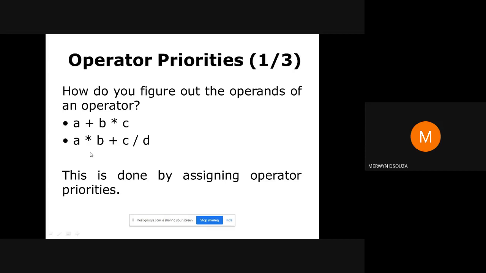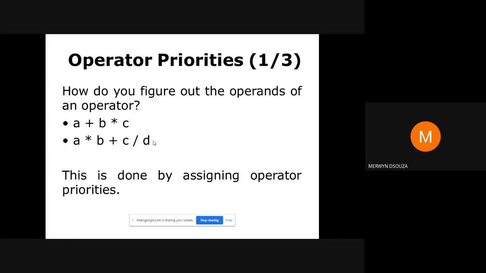To decide that, we give priorities to operators. So the decision of which operator will be done first is decided by giving priorities. Now these priorities you already know. You have already learned them. Some of you must have learned it in school as the BODMAS rule. If you don't know the BODMAS rule also, I'm sure you will be knowing this.